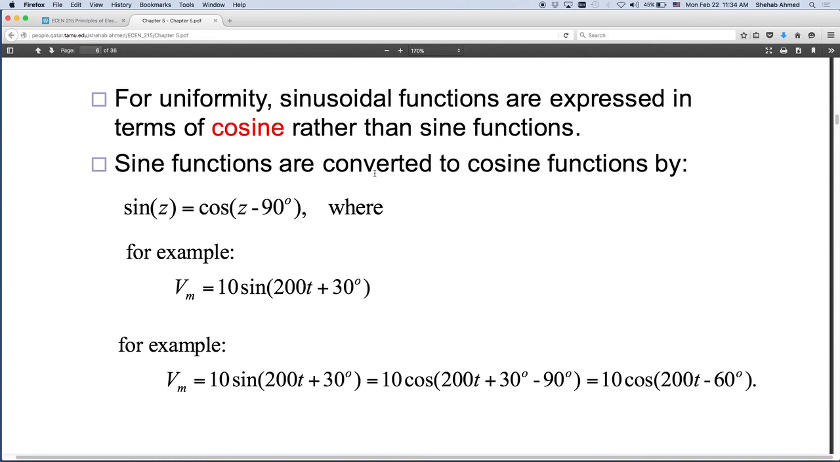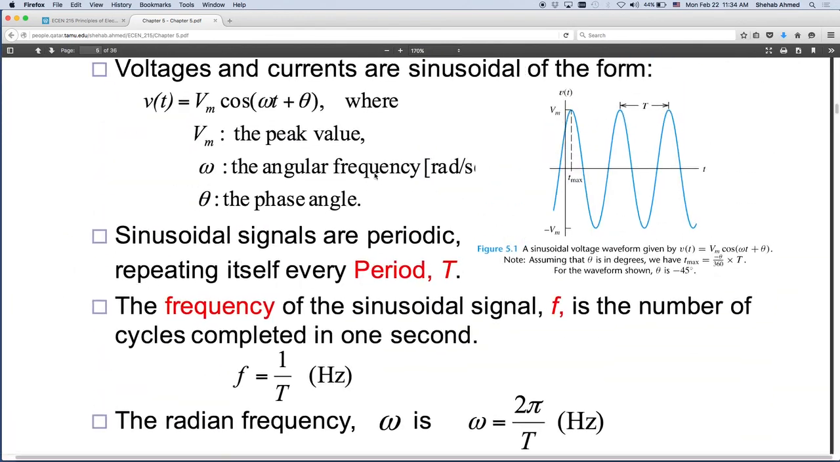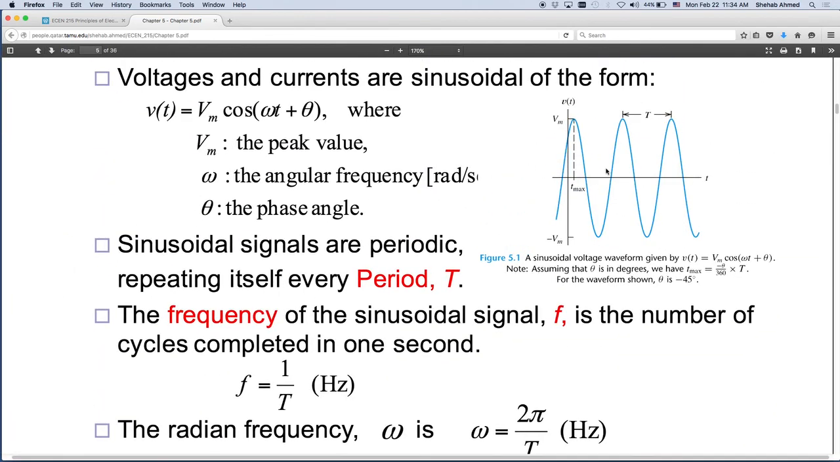For uniformity, we will represent all waveforms in terms of cosines. Why? Because I don't want to be mixing them. If I have one sine with an angle of 0, and a cosine with an angle of theta, I want to eventually draw a phasor diagram. A phasor diagram is a representation of this time domain signal on a real and imaginary plane. So I will take this time domain signal and represent it. What would be a good way to represent a time domain signal on a real and imaginary, a complex plane?